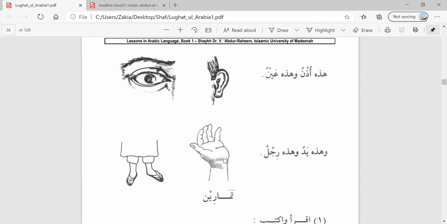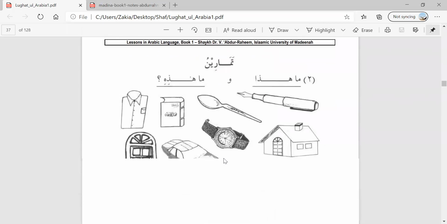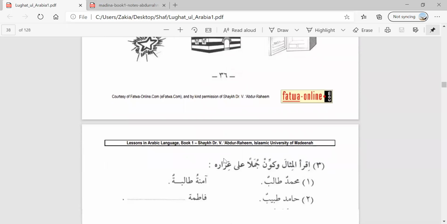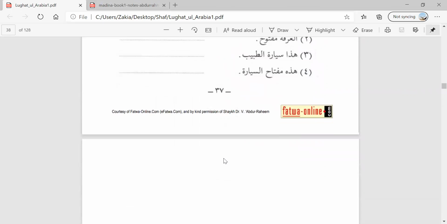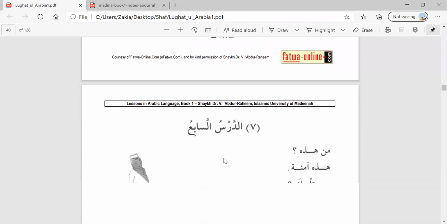Here you have the parts of the body which we talked about. We said anything that's in pairs is feminine, anything that's singular is masculine. So go through these based on the lesson that we have taken, and see if you can answer those questions with the correct ism ishara, the demonstrative pronoun. You could carry on going through, I think all the way to page 40.